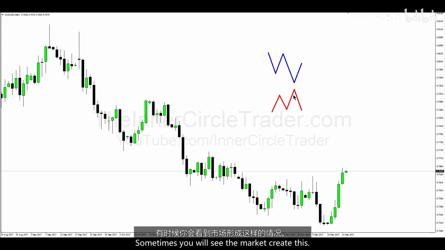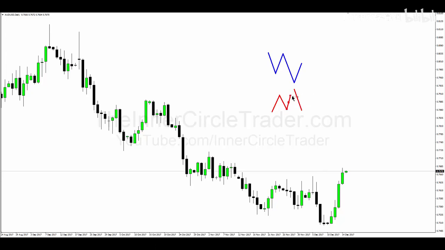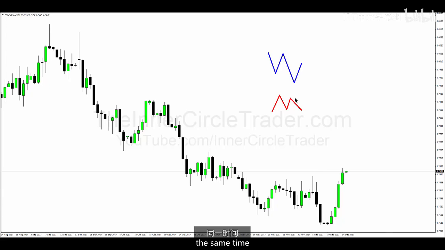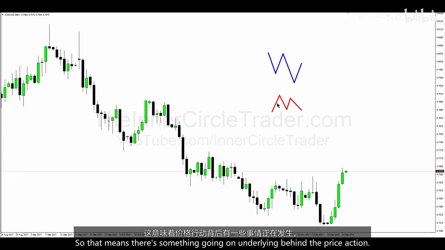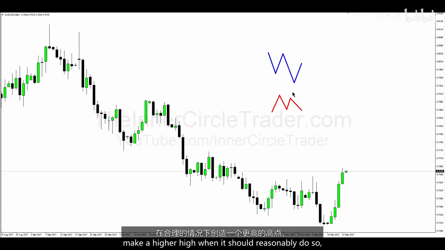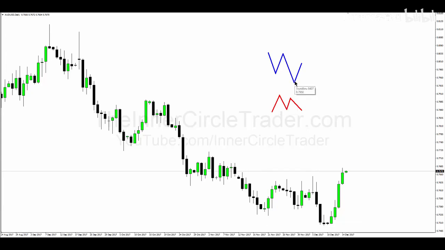Sometimes you will see the market create this. The market will fail to make a higher high at the time when the foreign currency makes a lower low. So if the dollar index fails to make a higher high at the same time that the Aussie dollar makes a lower low, this is a crack in correlation. That means there's something going on underlying behind the price action that's showing heavy distribution in the dollar index, because it's failing to make a higher high when it should reasonably do so if this is a lower low in Aussie.